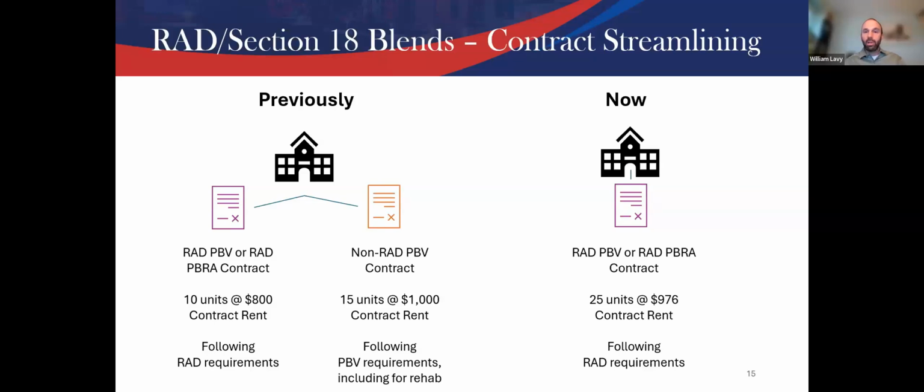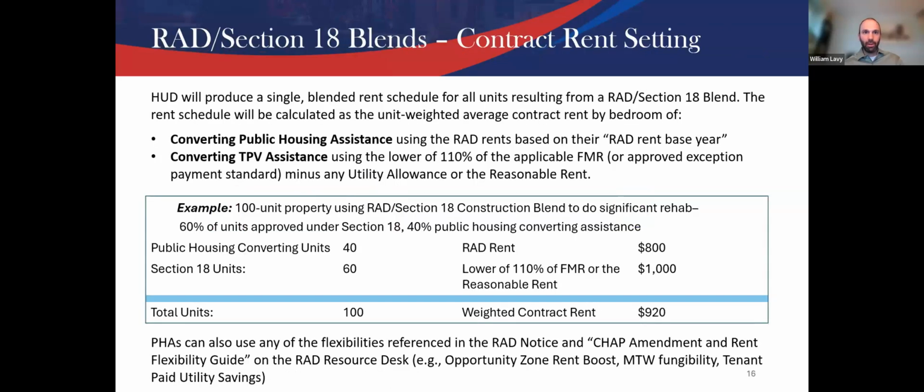Now, we'll be putting all of the units, all 25 of these units, under a single contract, either PBV or PBRA, with a single weighted contract rent, in this case, $976. You'll see how we got there in a second. And all of it would be following the RAD requirements. Let's look at how the rents are set.